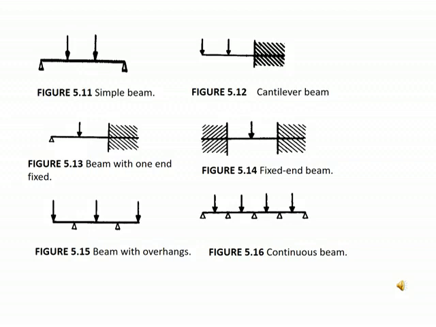Depending on the kind of beam construction, we can classify either simple beam, or cantilever beam, or beam with one end fixed, or the fixed end beam, or the beam with overhangs, or the continuous beam.